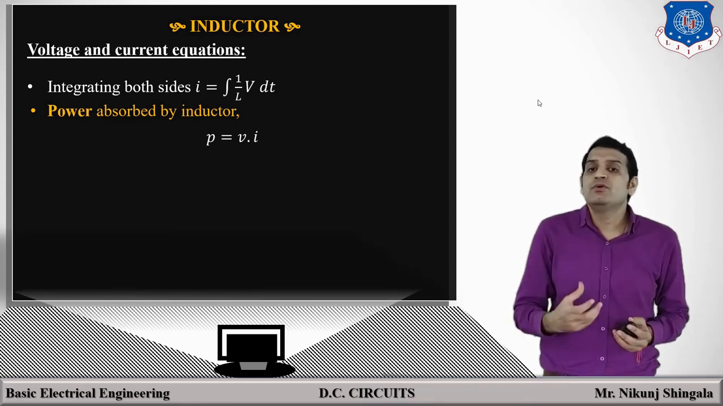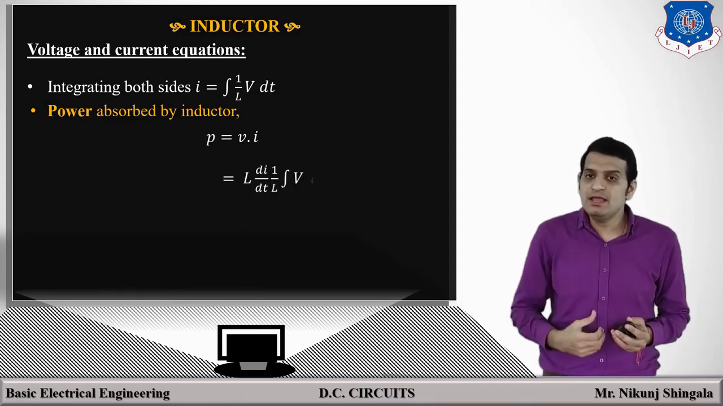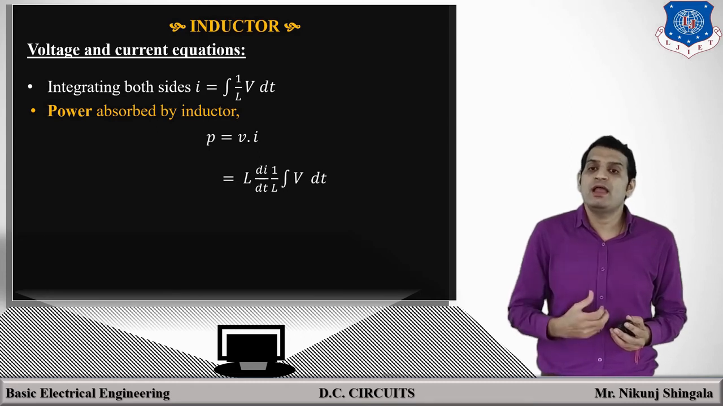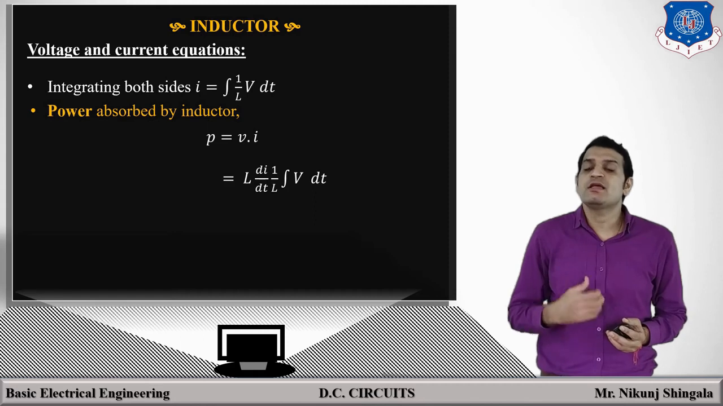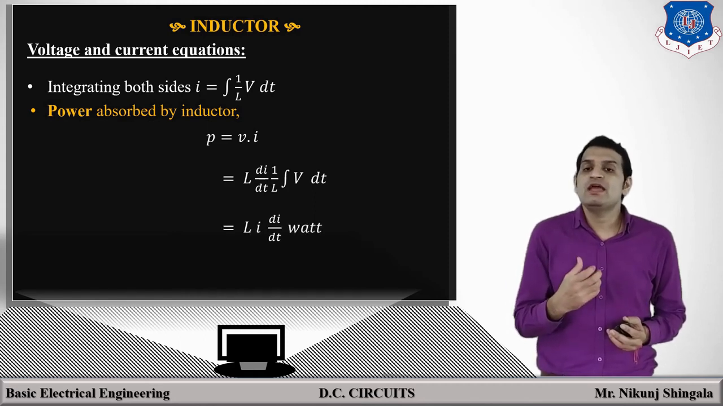Now we have already proved that V is equal to L di by dt and i is 1 over L integration V dt. So power can also be written as P is equal to L i di by dt.